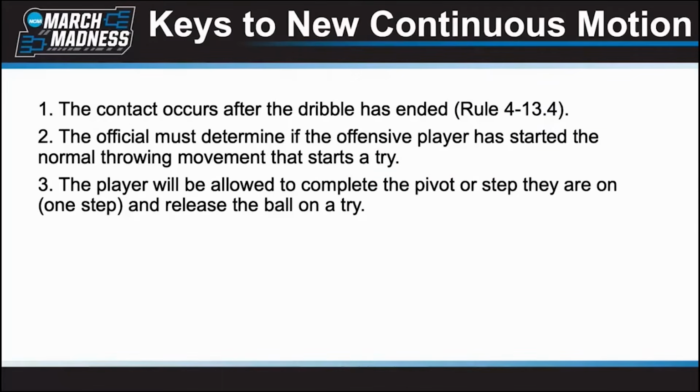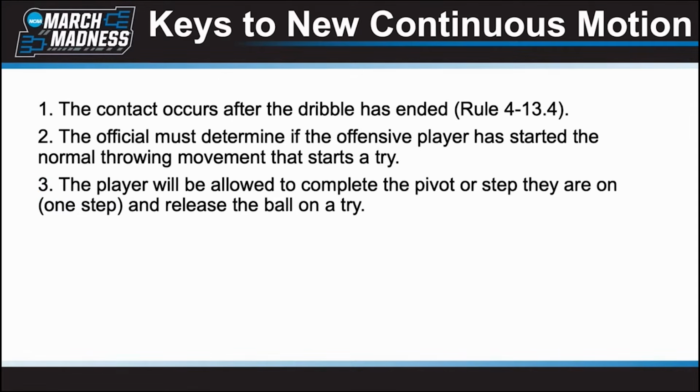Beginning this season, a change to the rule and interpretation of Rule 4, Section 8, continuous motion, will be in effect. In short, a player with the ball will be deemed to be shooting if all of the following occur. 1. The illegal contact occurs after the offensive player ends his dribble. 2. The official must determine that the offensive player has started the normal throwing movement that starts a try. And 3. The offensive player will be allowed to complete the pivot or the step that they were on. This is one step and release the ball on a try.